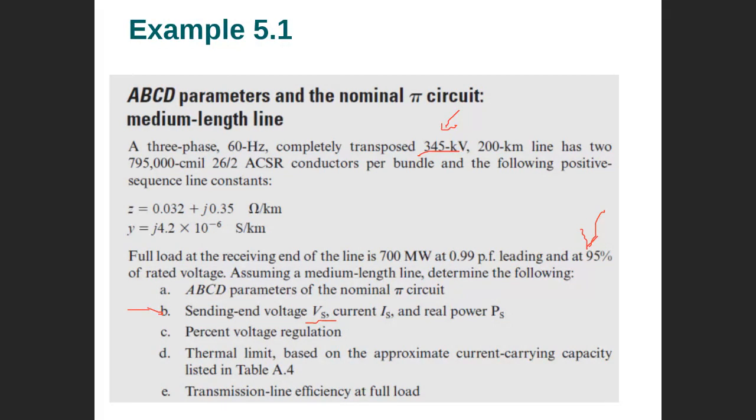This terminology is very important for you as an engineer. When we mention three phase, and you're given a voltage, this will always be line to line. We will not tell you this is line to line or line to neutral. Given three phase, unless we indicate it's line to neutral. If it's just given like this, three phase, 60 hertz, completely transposed, 345 kV, that's it. So it's line to line.